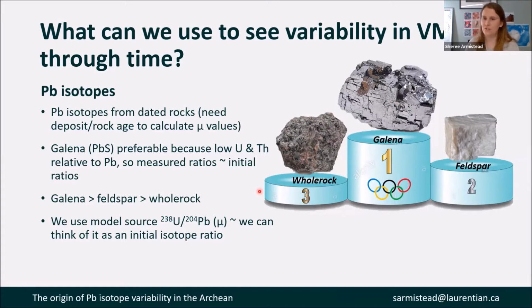This is so just lead and sulfur, and because it has low uranium and thorium relative to lead, the lead isotope ratios that we measure are roughly the same as what the initial ratios were. We can also use feldspar.